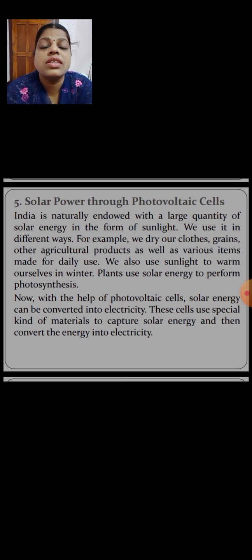So if we use that solar energy in all fields, we can minimize the pollution, and more than that, it is good for our health also. How? I told you that we dry our clothes, grains, other agriculture products as well as various items made for our daily use. We also use sunlight to warm ourselves in winter. And the plants also use solar energy to perform photosynthesis. So in all this manner, through photovoltaic cells, solar energy is converted into electricity.